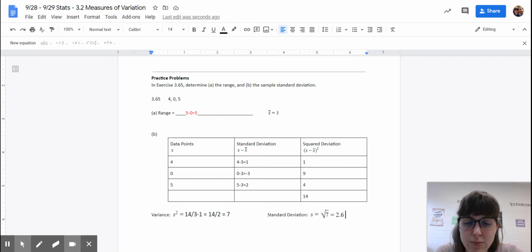Okay, so if you need any help doing that, please let me know. You can email me anytime for help. Your homework today is a worksheet where you have to fill in these tables and answer those questions. When you're finished with it, you can attach it to the assignment.